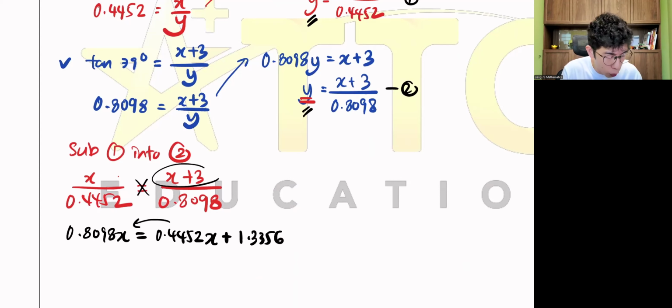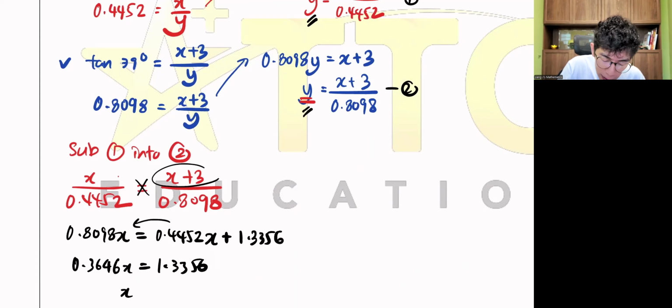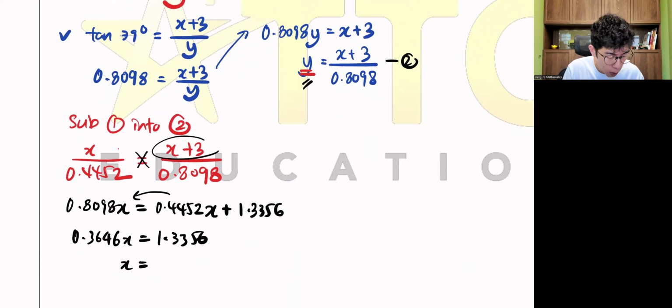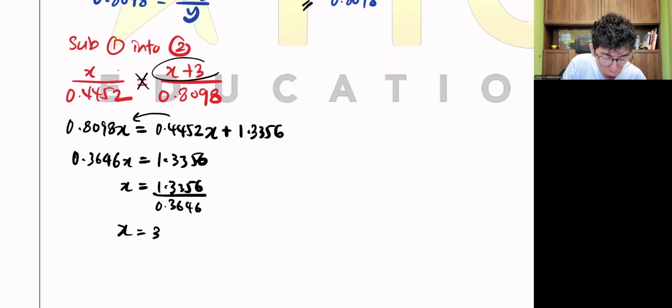Okay, so I'll move there, do the minus: 0.8098 minus 0.4452. This you will get 0.3646x equals 1.3356. And now you can divide it. 1.3356 divided by 0.3646. So I write extra working here. You will get x equals 3.6632. I make it 4 decimal points.